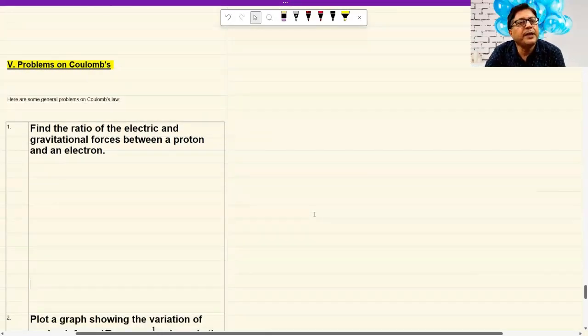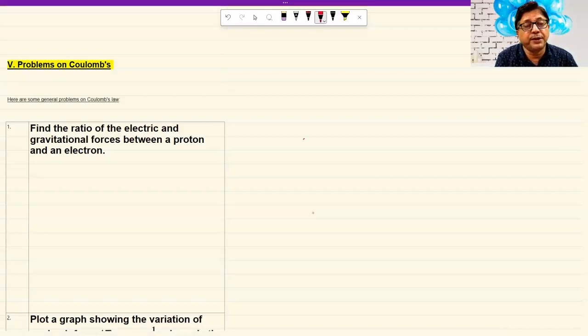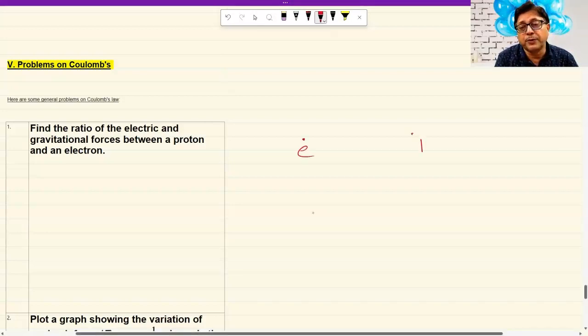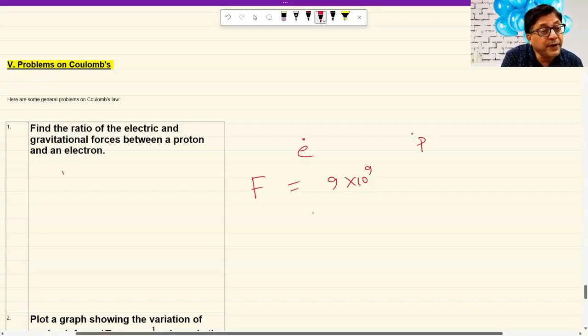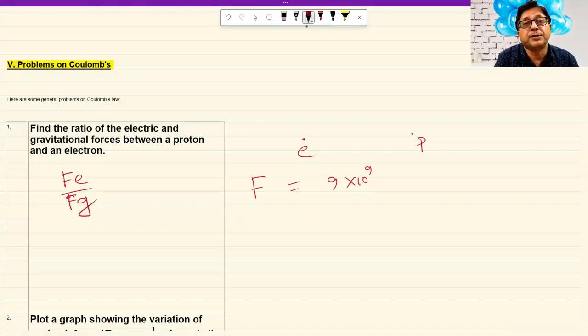The question given here: find the ratio of electric and gravitational forces between a proton and an electron. How to find the force between an electron and a proton? They have the same amount of charge. That force is going to be 9 into 10 to the power 9. You have to find the ratio F electric by F gravitation. We want to find this ratio.